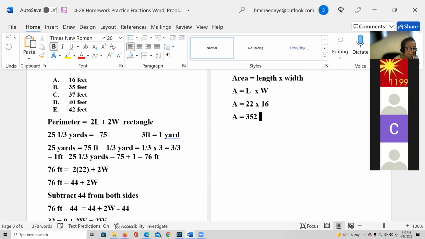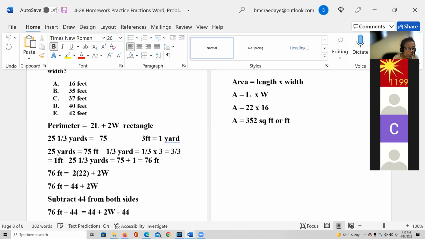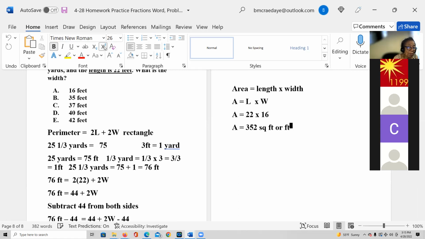Feet. Oh, you said the area? Area is always square units. So this will be square feet, or you could say feet squared, put a power on it. Either way, area is always square, because feet times feet or yards times yards or meters times meters give you square units.